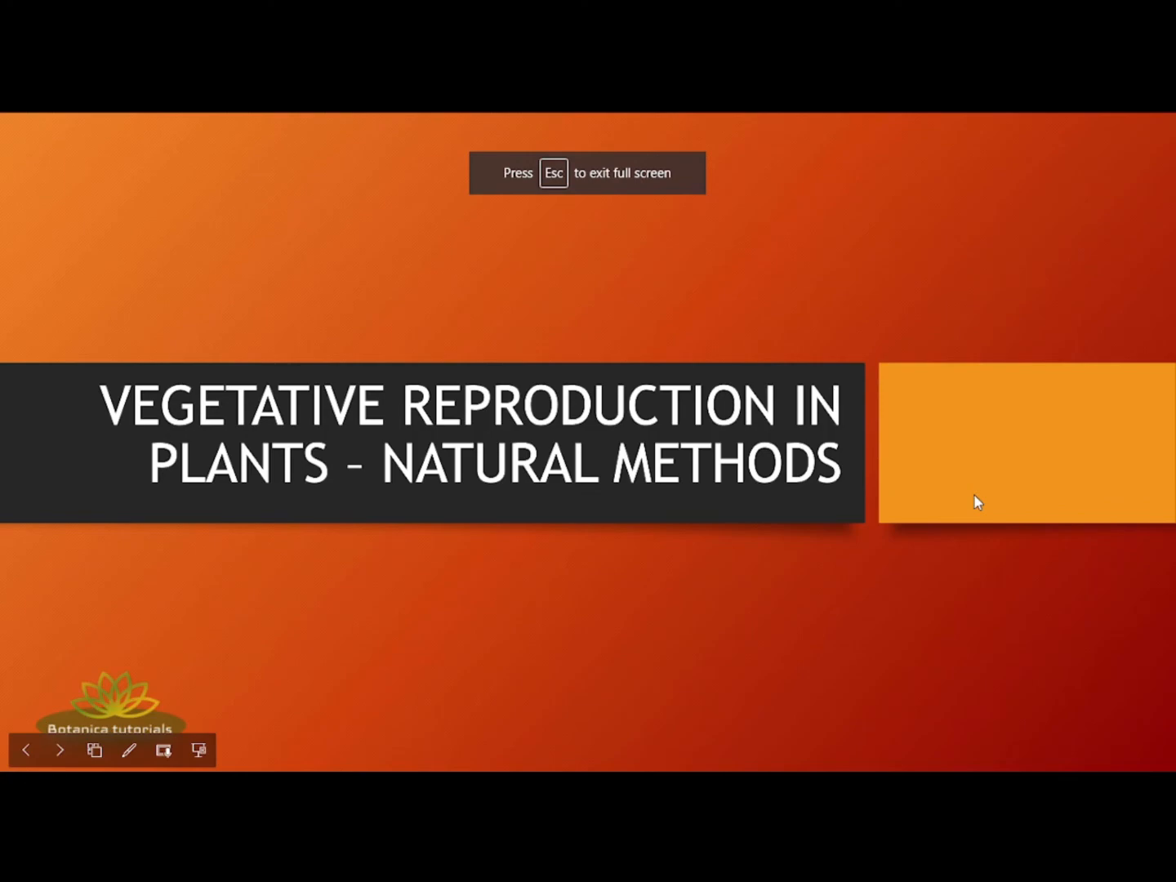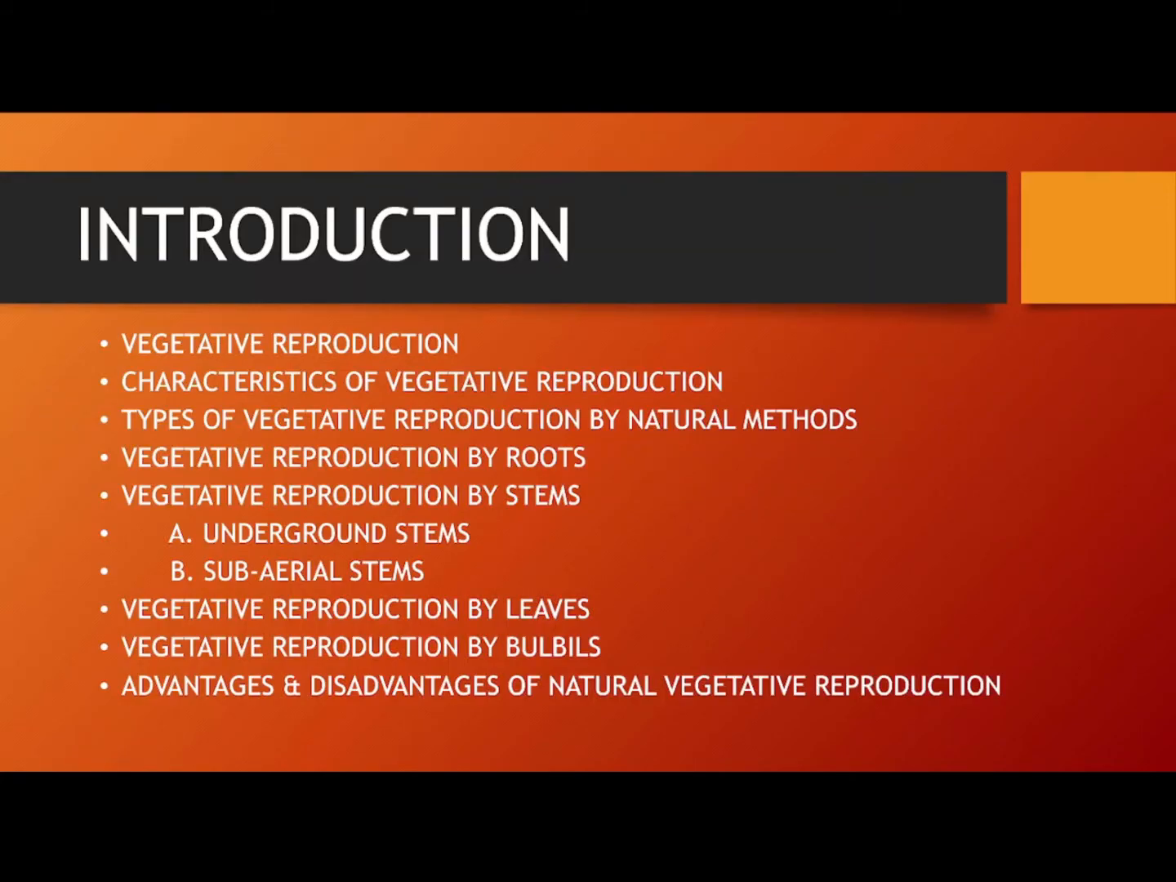Hi everyone. The topic that we are going to see is vegetative reproduction in plants by natural methods. The subtopics that we are going to cover in this video are the definition of vegetative reproduction, its characteristic features, the different types of vegetative reproduction and its advantages and disadvantages.